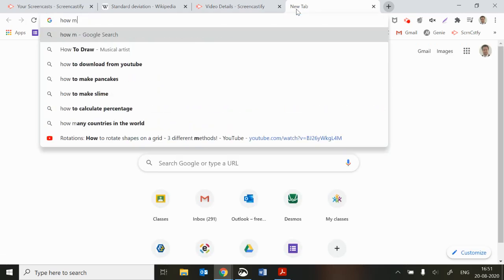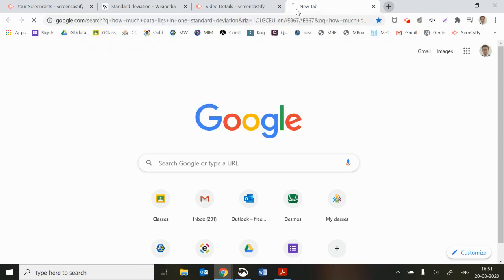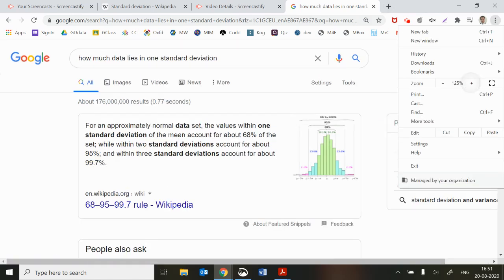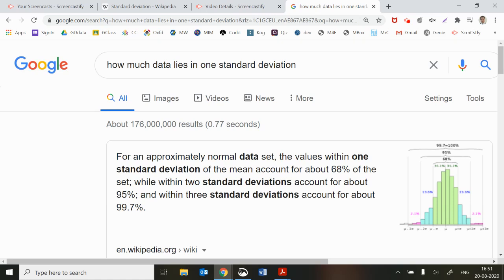So how much data lies within one standard deviation? Oh, there we go, I had it there. Okay, here we go. If we zoom in on this a little bit, you can see it says for an approximately normal data set. Again, that's what I'm talking about when I say it's not necessarily a normal distribution, but if it's approximately normal, then we can say that the values within one standard deviation of the mean account for about 68% of the set. Woohoo, I remembered it.